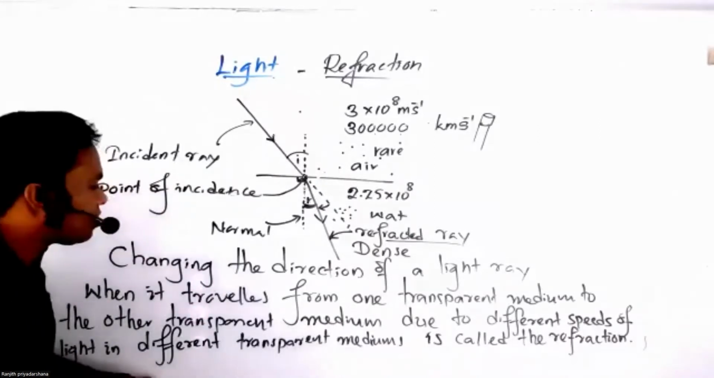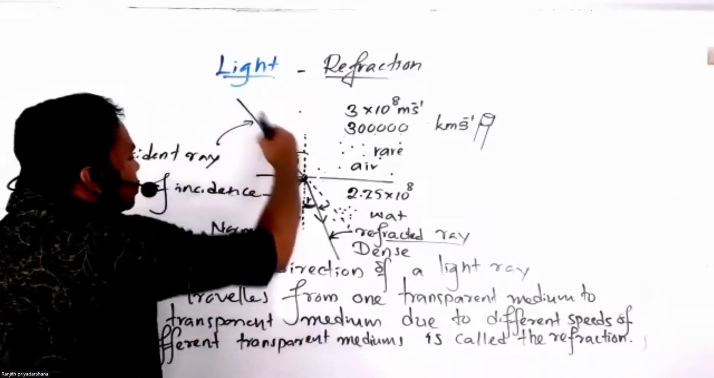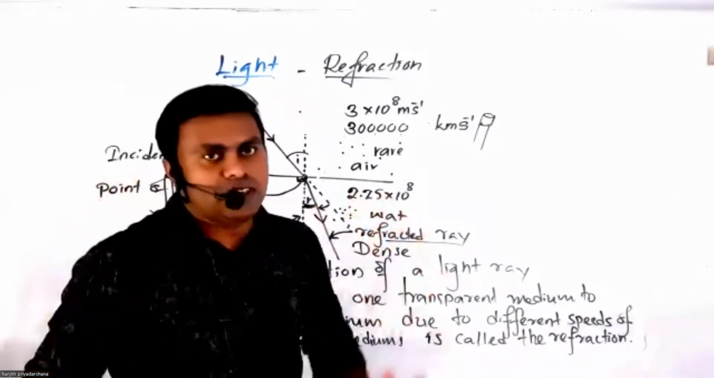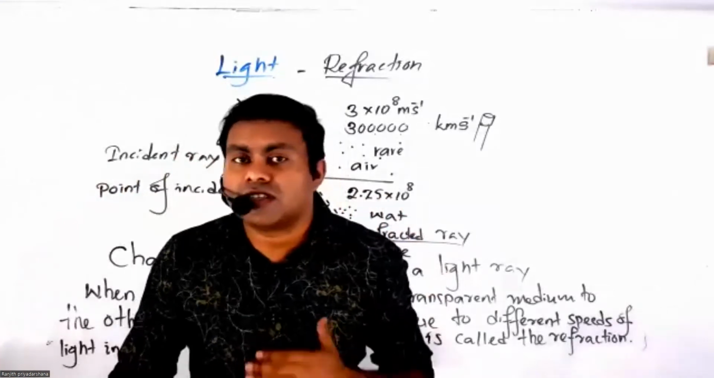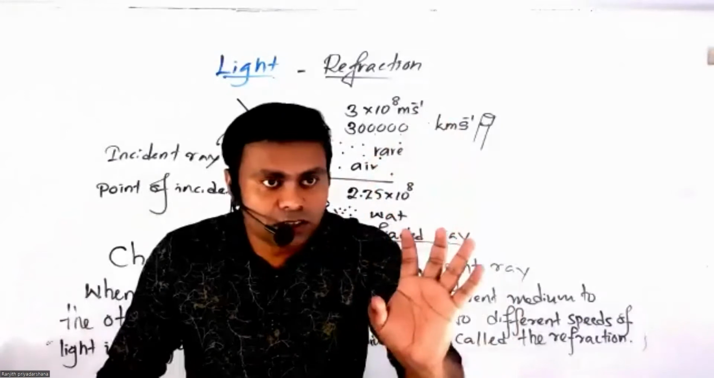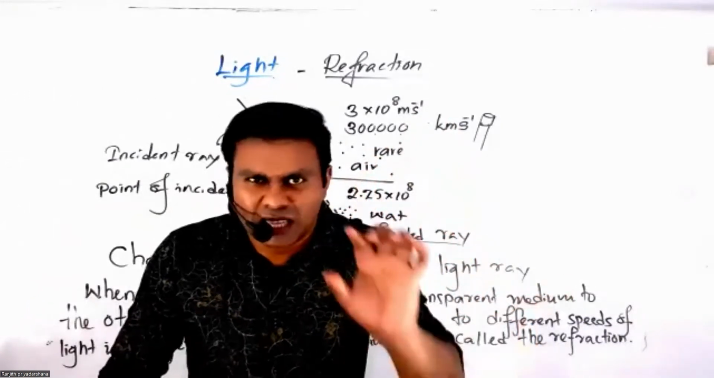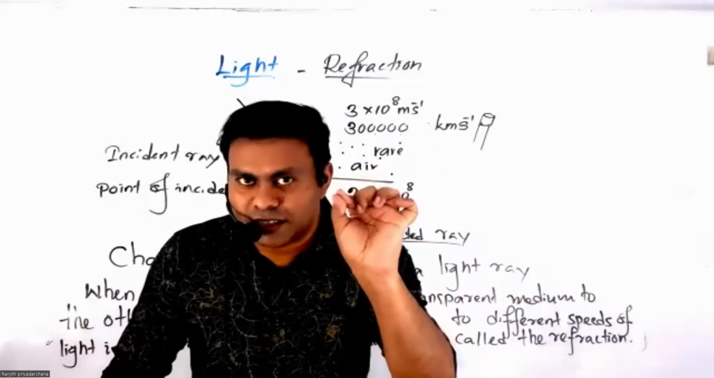Light in different transparent mediums is called the refraction. Magadha puthe, refraction kiyanne light ray ekak nemenowata saralawa, simply the change in the direction of a light ray is known as refraction. Okay, tell it again. Change in the direction of a light ray is known as refraction.